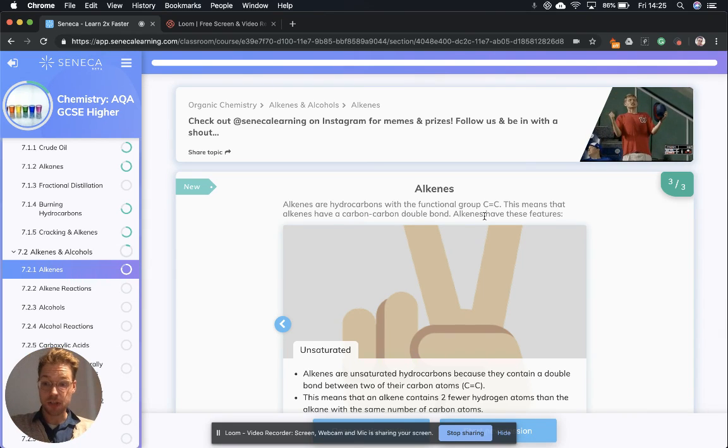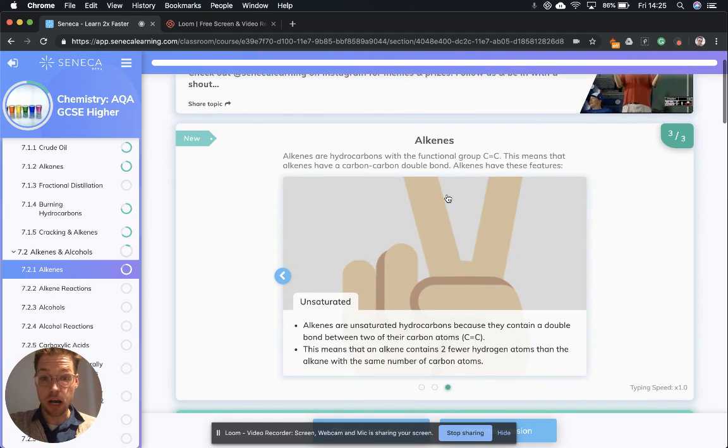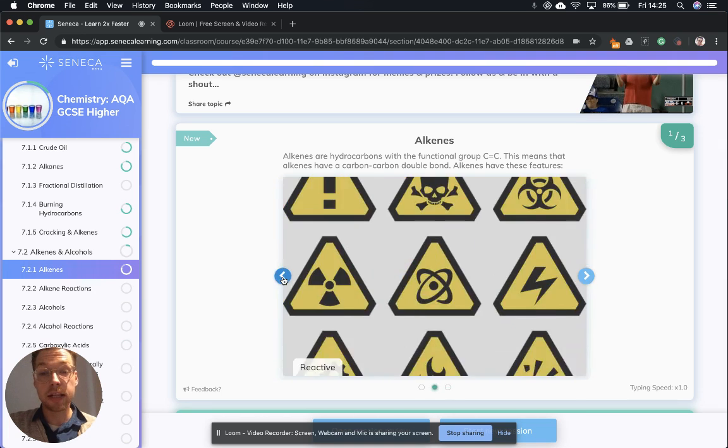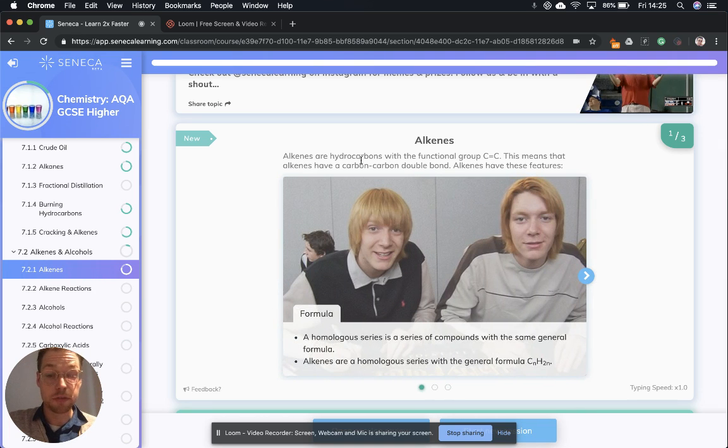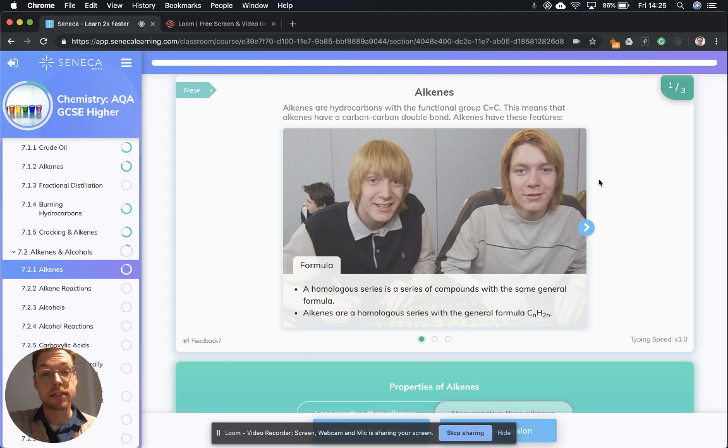I'm going to be keeping it organic today and going through alkenes and their reactions. They're a really important hydrocarbon, so very good thing to cover before your GCSE chemistry exam. Let's get started. Alkenes are a type of hydrocarbon and they've got the functional group C double bond C. That's a carbon-to-carbon double bond. And I'm now going to run through some key features of alkenes.